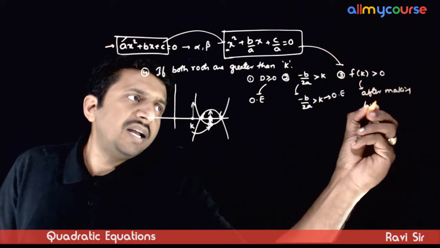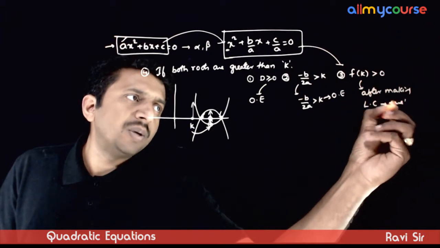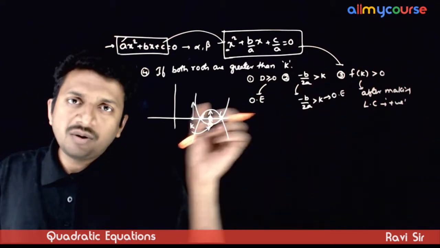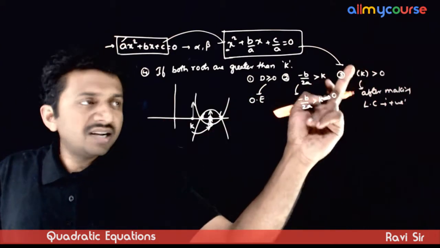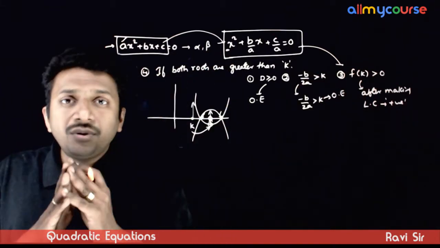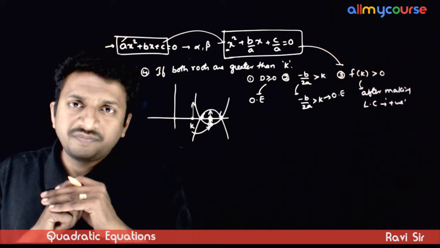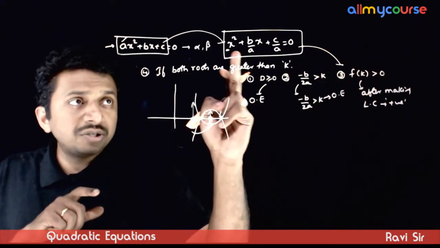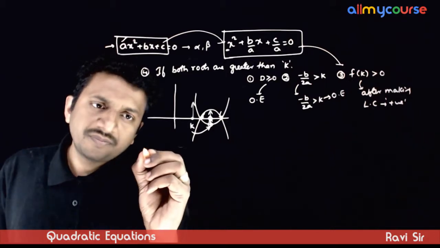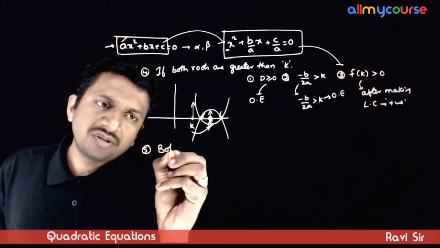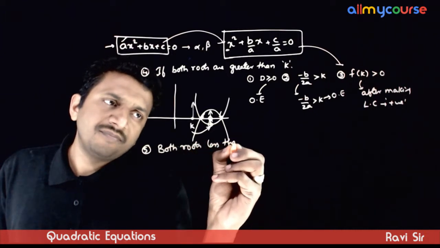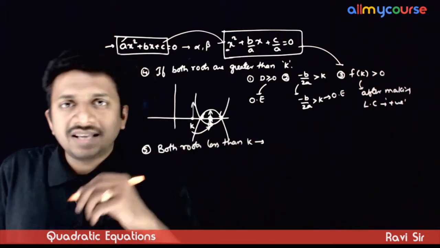the leading coefficient positive. So the first two conditions can be applied directly to the original equation, but the last condition has to be applied only after you make the leading coefficient positive. So before applying this, you have to make sure that the leading coefficient is positive. Next, both roots less than k.